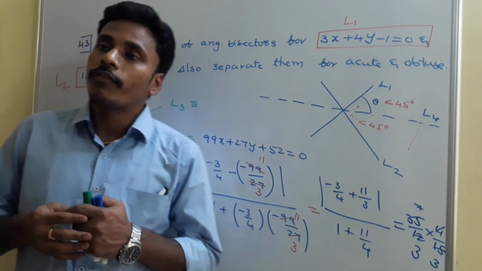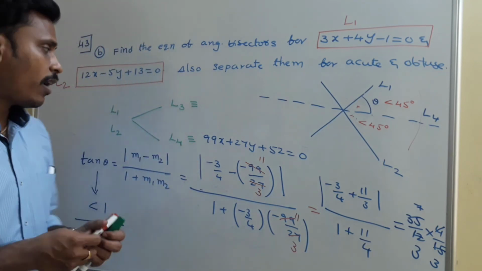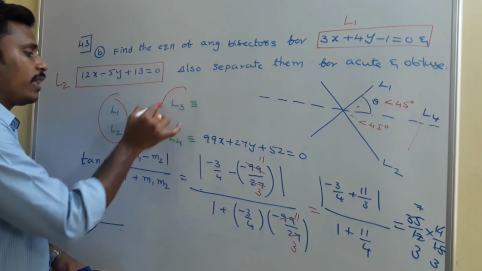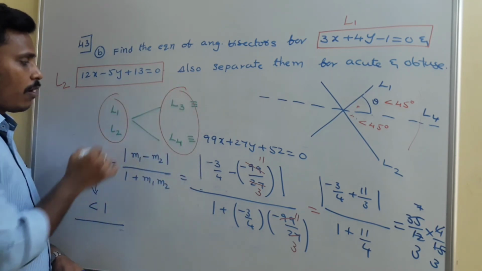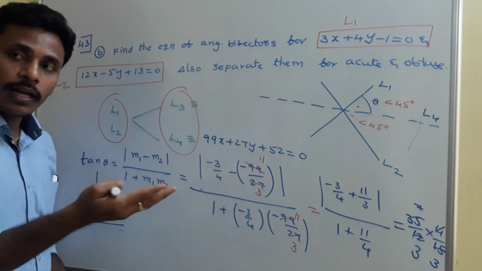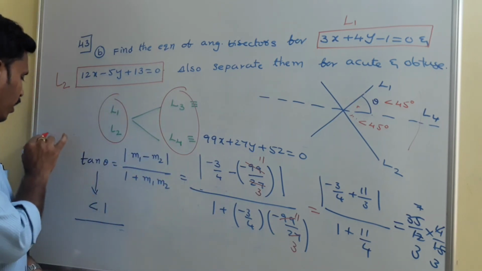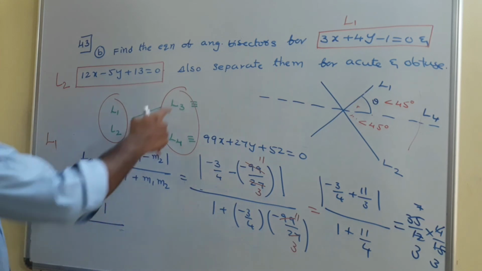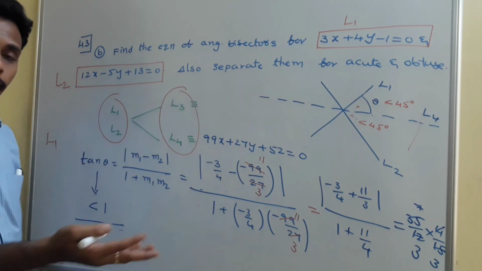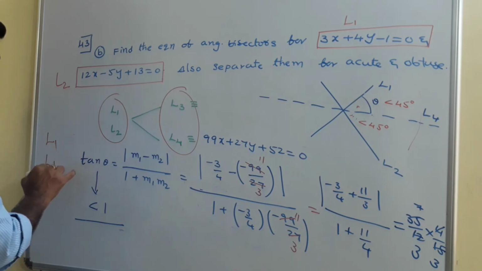Using the formula we found L3 and L4. Okay, I have two pairs here. L1 and L2 is one pair, L3 and L4 is another pair. From L1 and L2, you just take one line, either L1 or L2. Here we are taking L1. And from L3 and L4, you can take any one, either L3 or L4. Here we are taking L4.